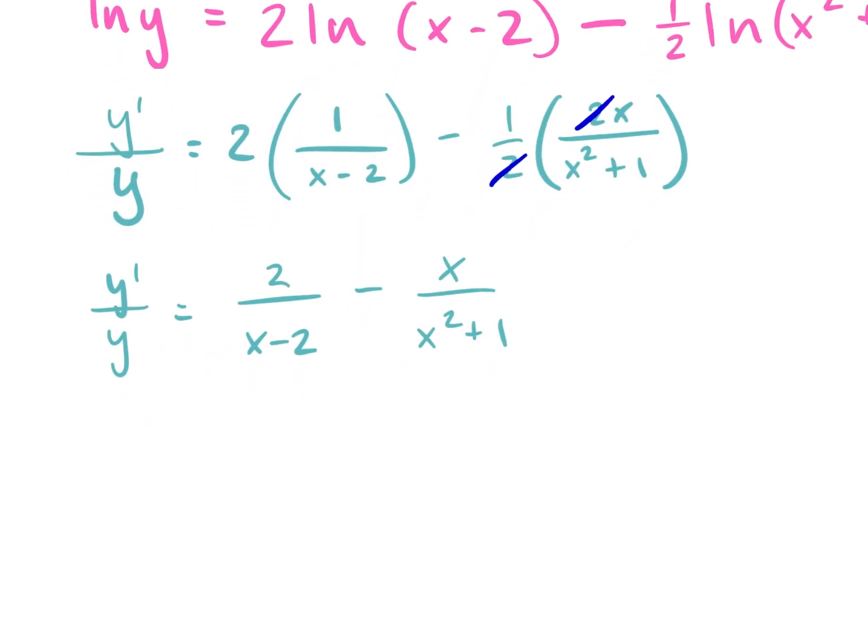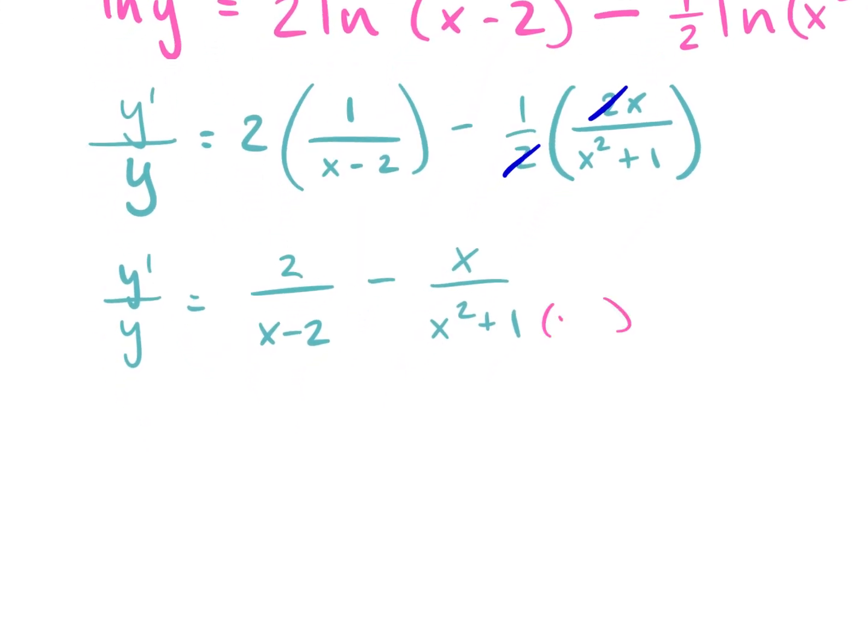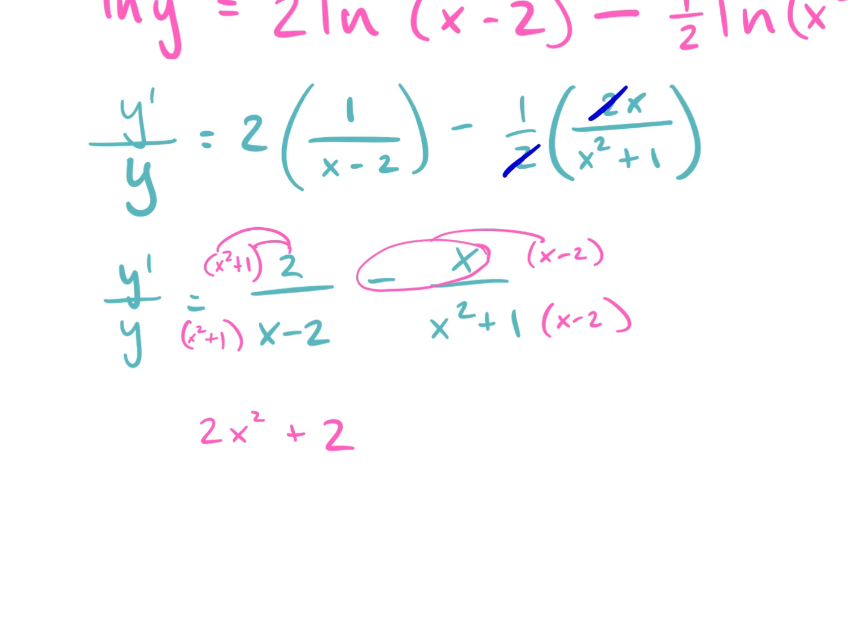So I need to find a common denominator. I can multiply my second fraction here by x minus 2. And I can multiply my first fraction by x squared plus 1. So I need to distribute here. We get 2x squared plus 2 on top. Be careful with the negative here. I'm going to distribute the negative x into the parentheses. So this would be minus x squared plus 2x over x minus 2 times x squared plus 1.